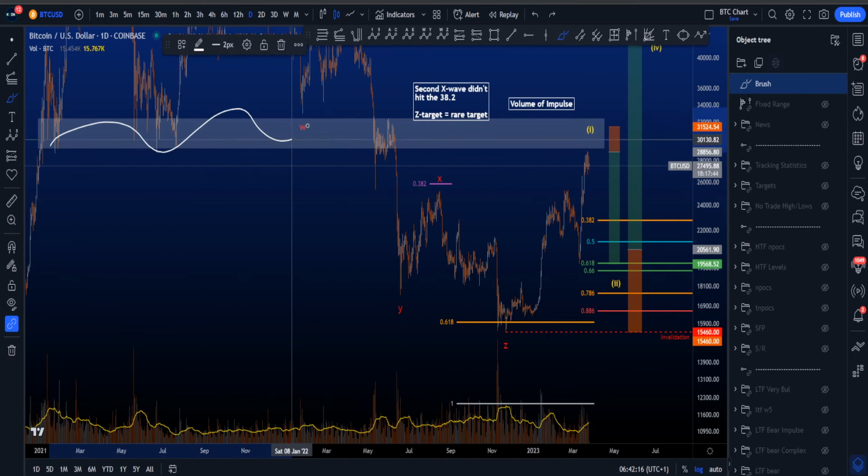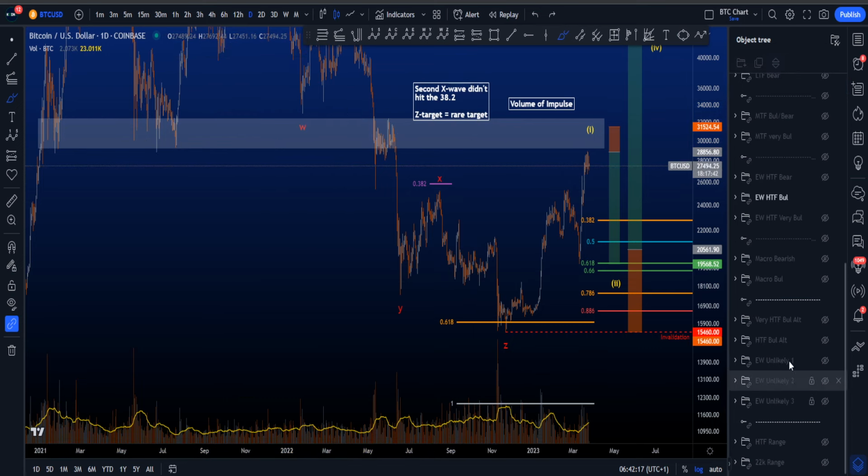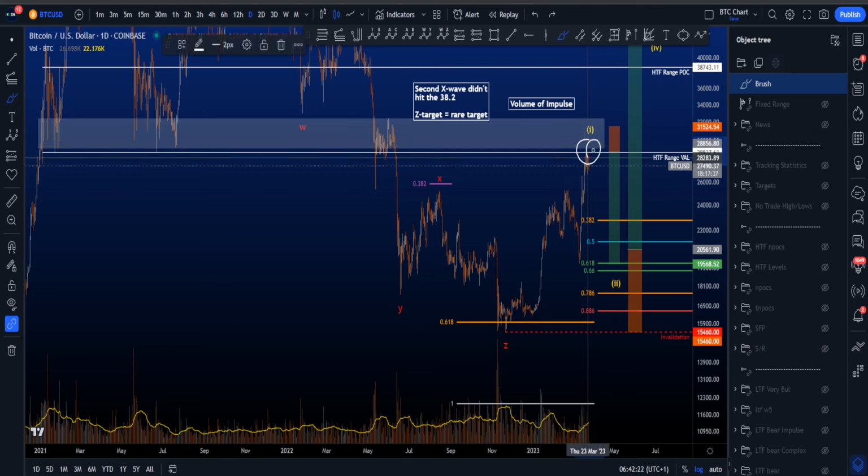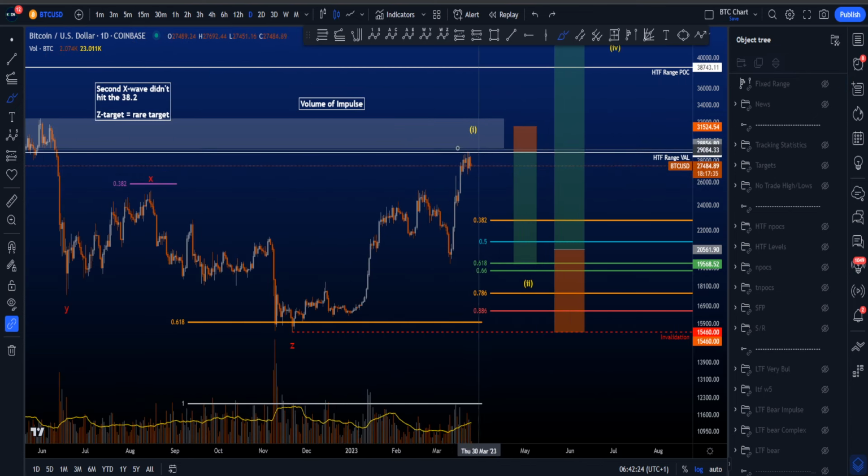to end around this support resistance flip as well. And we have a high time frame range value area low that we've been testing now for a little bit as well. So there's quite a little bit of confluence in this area.